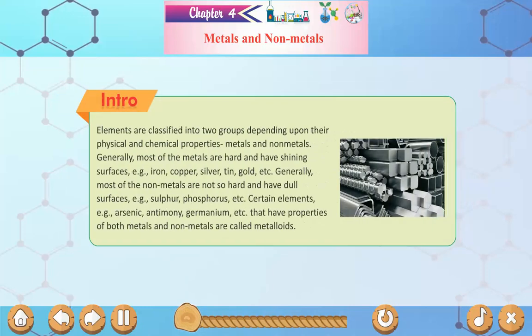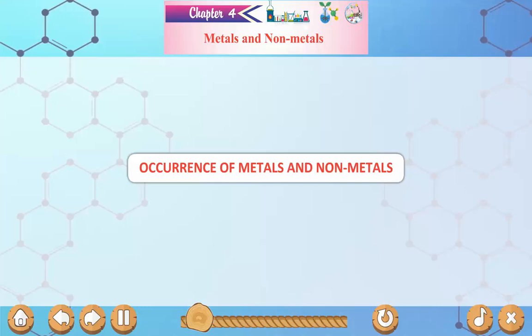Intro. Elements are classified into two groups depending upon their physical and chemical properties: metals and non-metals. Generally, most of the metals are hard and have shining surfaces. Example, iron, copper, silver, tin, gold, etc. Generally, most of the non-metals are not so hard and have dull surfaces. Example, sulfur, phosphorus, etc. Certain elements, example arsenic, antimony, germanium, etc., that have properties of both metals and non-metals are called metalloids.